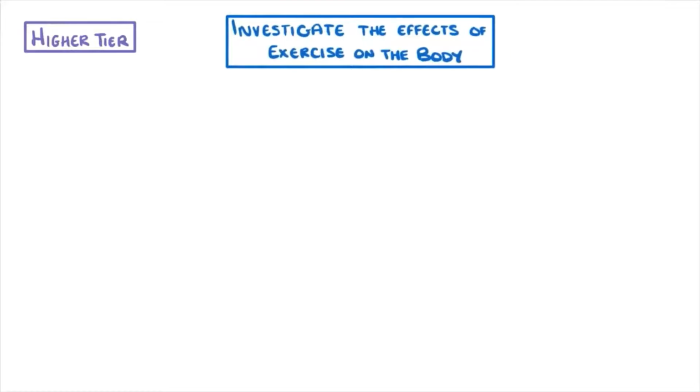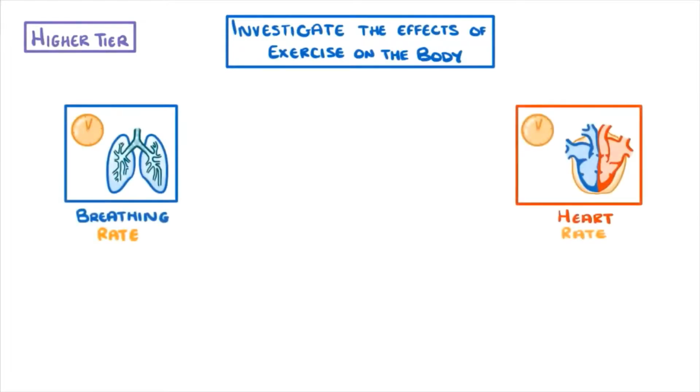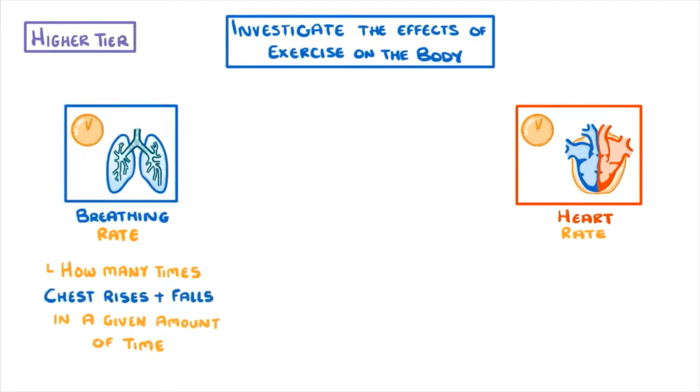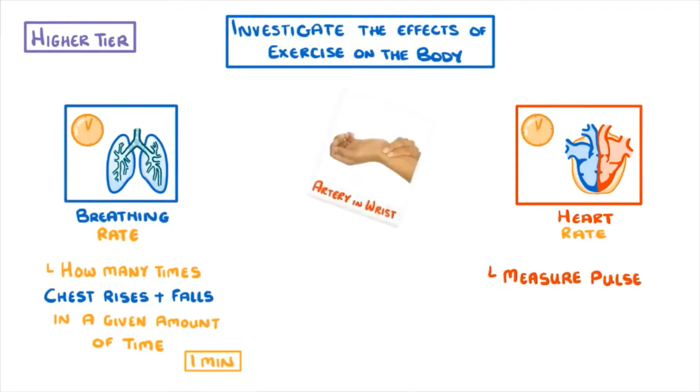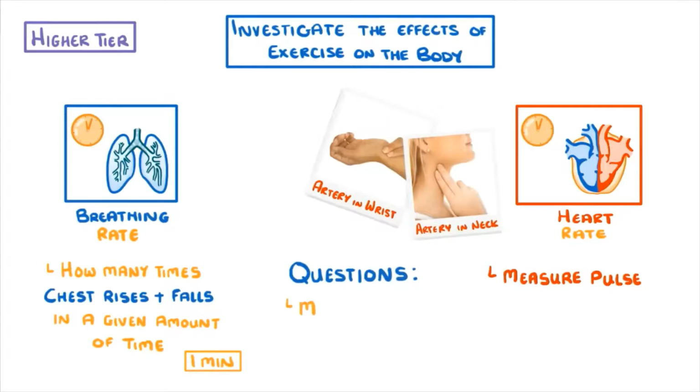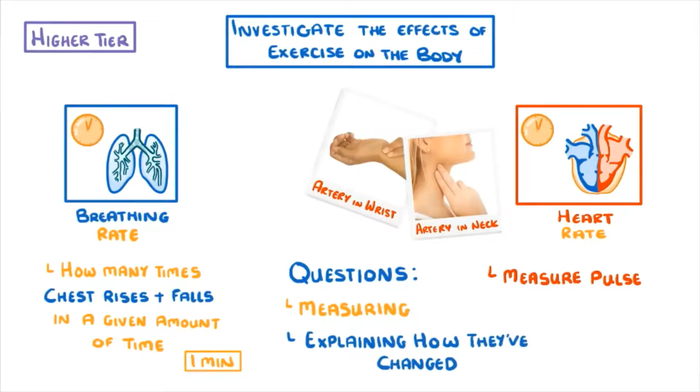So, moving on from that, how can we investigate the effects of exercise on the body? The main two things we can measure are the breathing rate and the heart rate. To measure somebody's breathing rate, you just count how many times their chest rises and falls in a given amount of time, generally 1 minute. For heart rate, you can just measure your pulse. This can be done by placing 2 fingers on the artery within your wrist or in your neck. The sort of questions you can get on this topic will probably revolve around measuring things before and after exercise, and then describing or explaining how they've changed.